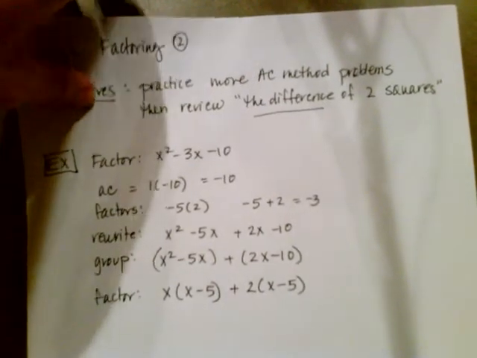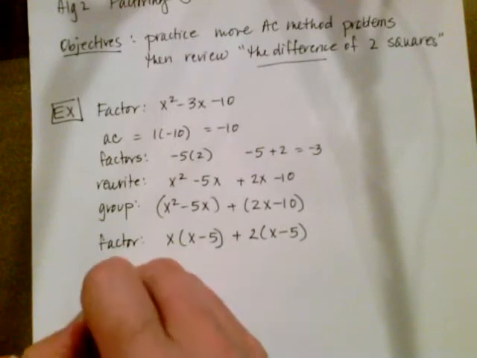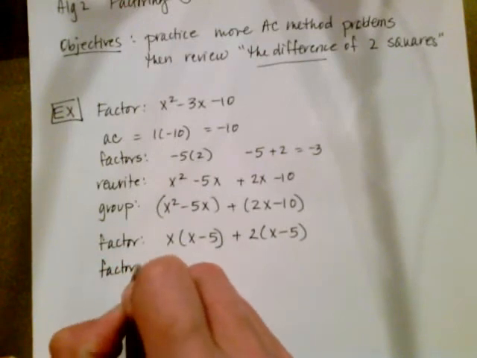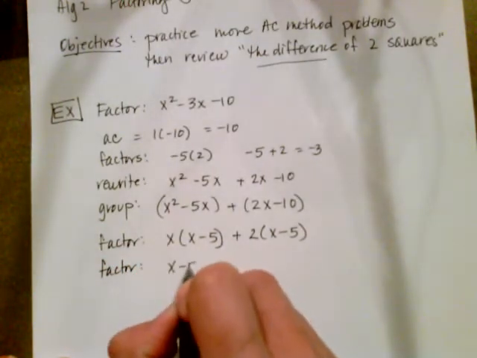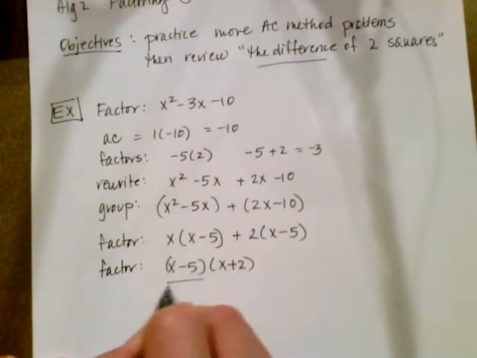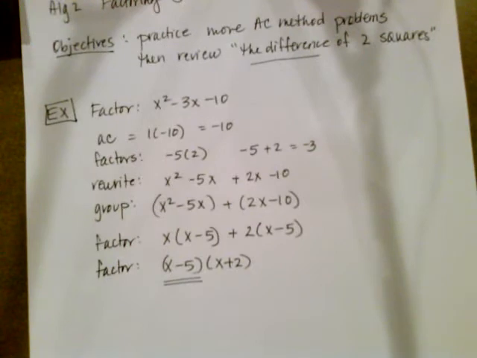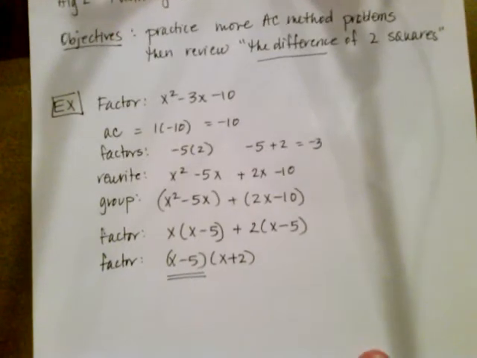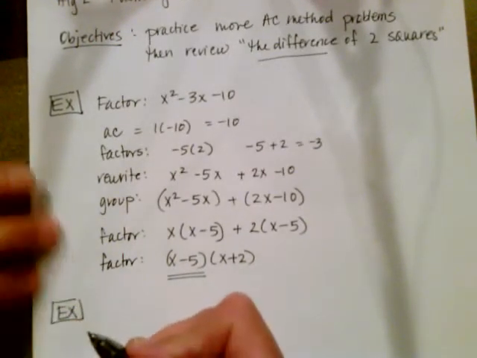Okay? We're almost done. I'm going to factor one more time. I'm going to take out the x minus 5s, and I'm going to be left with x plus 2. And there is the answer to the first problem. Okay, now let's do another one. So let's do another example.